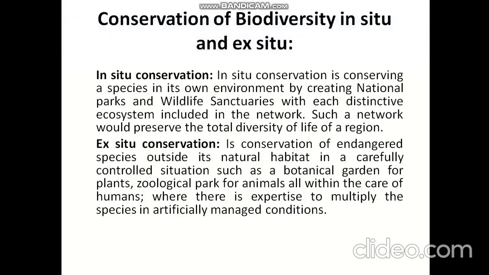Good afternoon, girls. Today we start off with conservation of biodiversity in situ and ex situ. So we must know the meaning of these two words, in situ and ex situ. So what is in situ conservation?